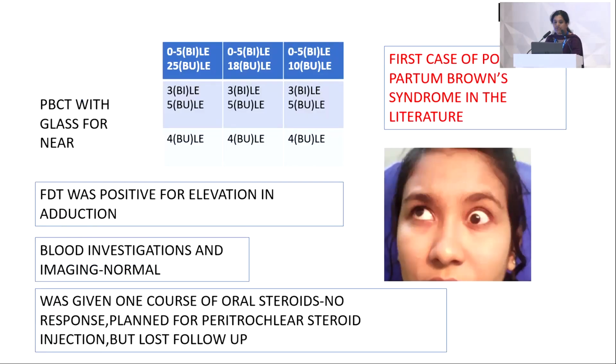FDT was done, and it was positive for elevation in adduction. Blood investigations and imaging were normal. She was given 1 course of oral steroid, but it was not responding. So she was planned for peritrochlear steroid injection, but she was lost to follow-up. This was the first case of postpartum Brown syndrome in the literature, according to our knowledge.